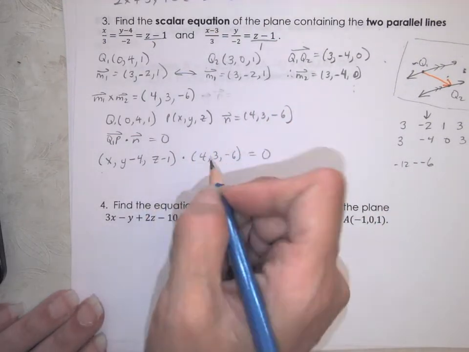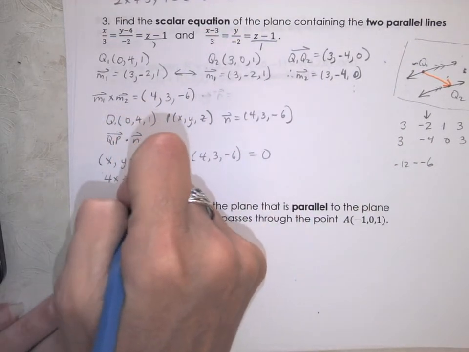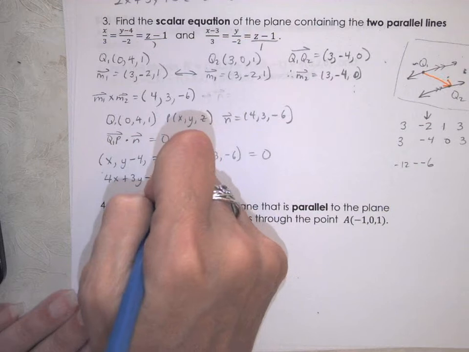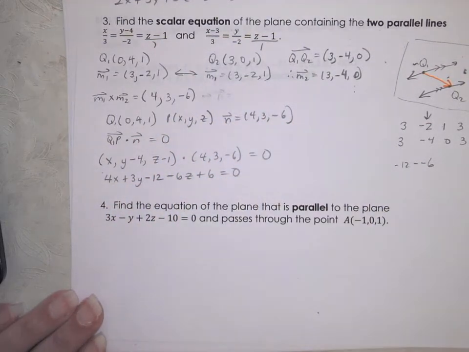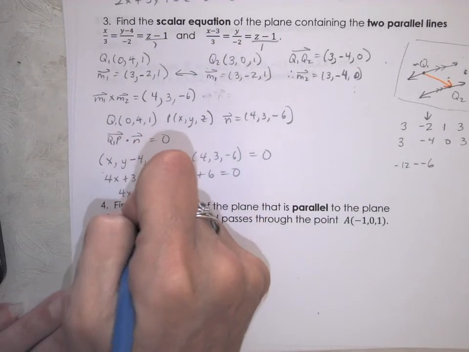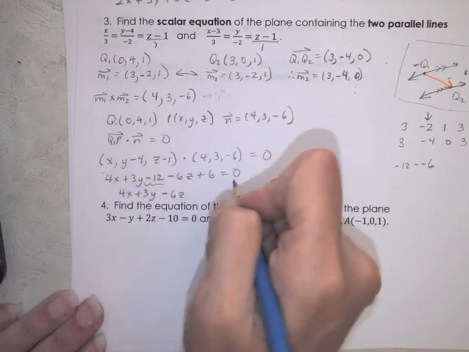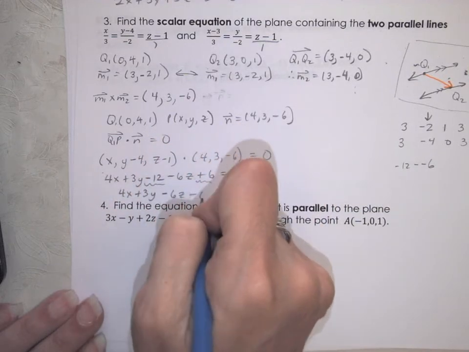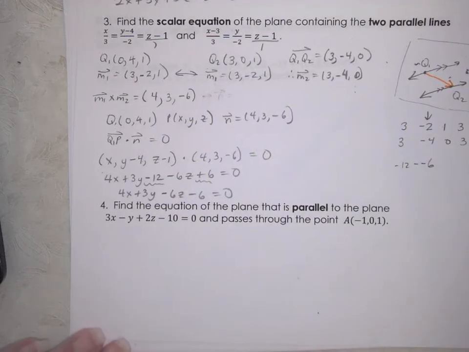So if I multiply and add, I'm going to get 4x plus 3y minus 12 minus 6z plus 6, be careful when you distribute there, equals 0. 4x plus 3y minus 6z minus 12 plus 6 is minus 6 equals 0 is the scalar equation of the plane containing the parallel lines.